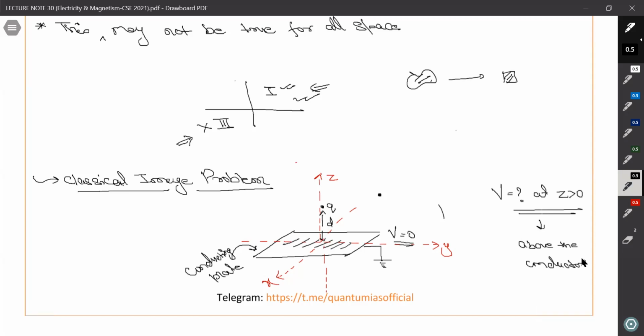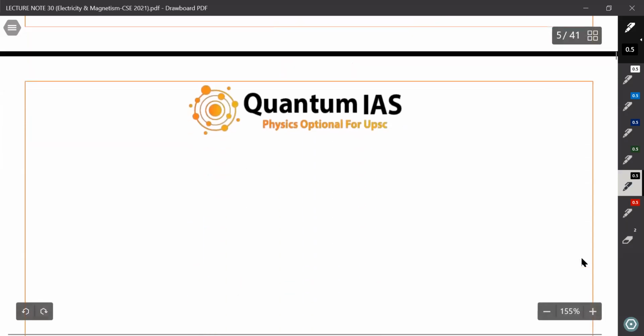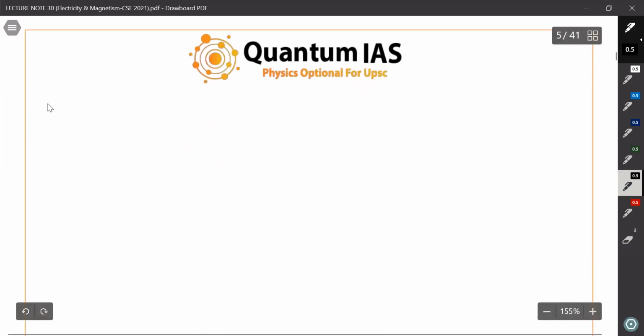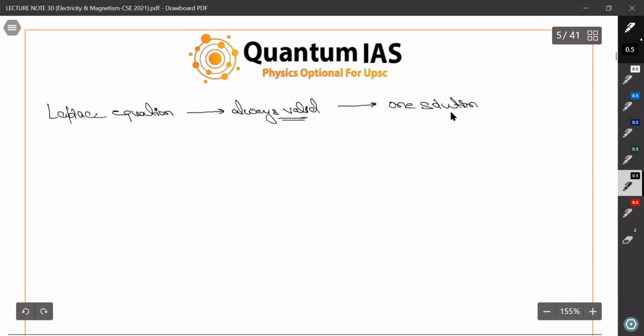So we have a conducting plate. The potential at the conducting plate is 0, and we wish to find the potential above the plate, right? Now, how will we solve? We can use the Laplace equation. This is always valid, right? We can use this, and it will give one solution, right? And which satisfies some boundary conditions.